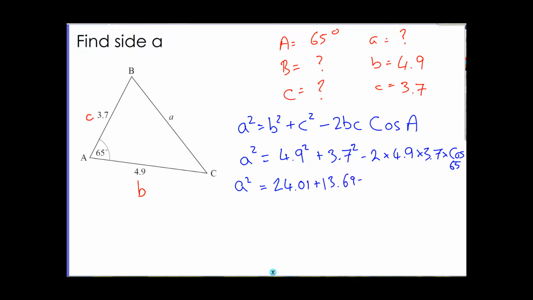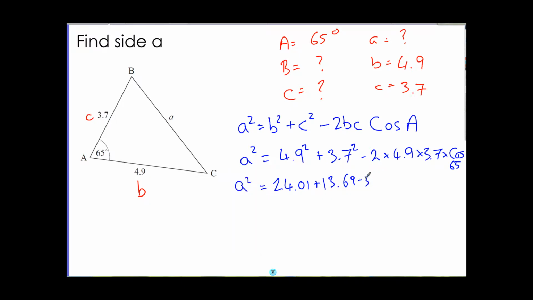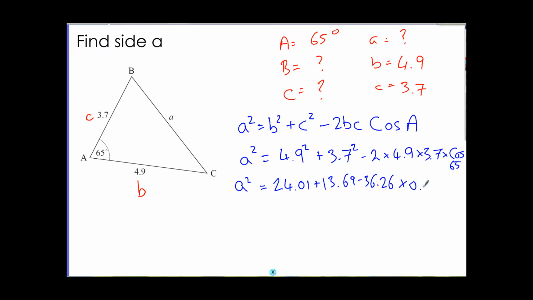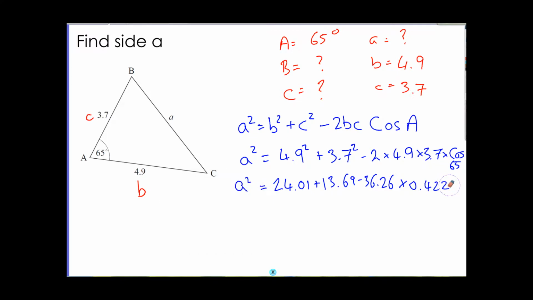And we're going to take away 2 times 4.9 times 3.7, which is 36.26. Times by cos of 65, which is 0.423.